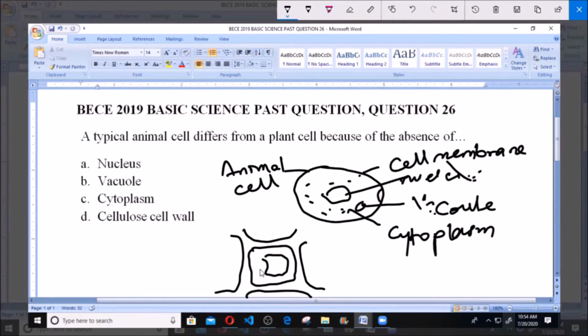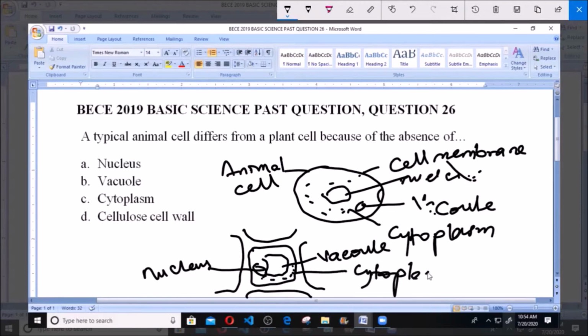You have your vacuole. You have your nucleus. So here is our vacuole. This is our nucleus. Then in here is your cytoplasm. And here is your cell wall. That's cellulose cell wall. And then here is your cell membrane.